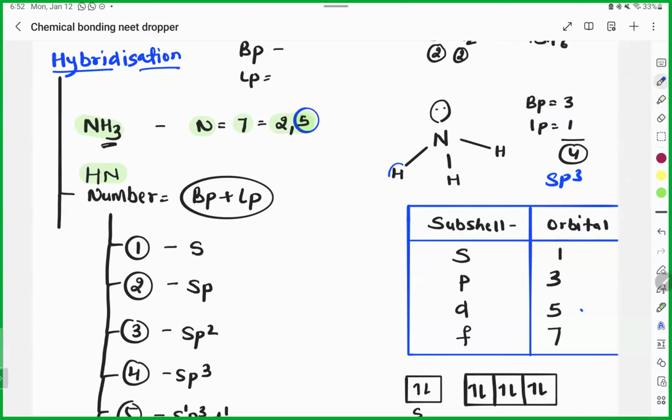Only 3 atoms are available for bonds because you know hydrogen forms only a single bond. So 3 atoms are available for the bond. What will happen to the remaining 2 electrons? They will not form a bond. Such a pair is known as a lone pair.